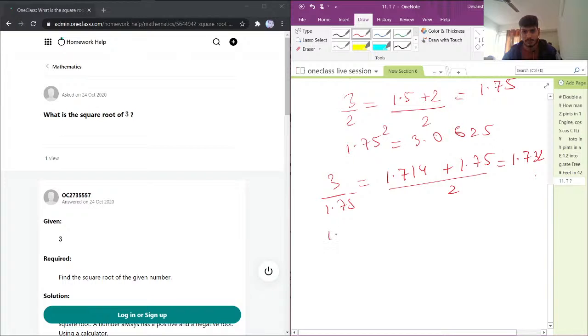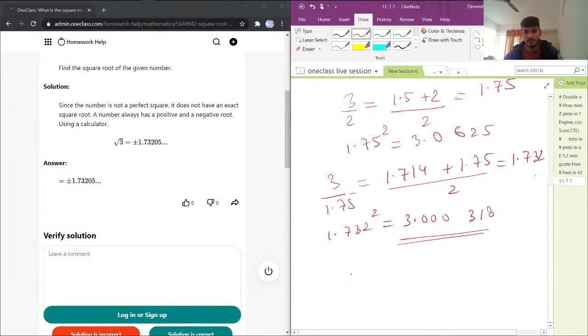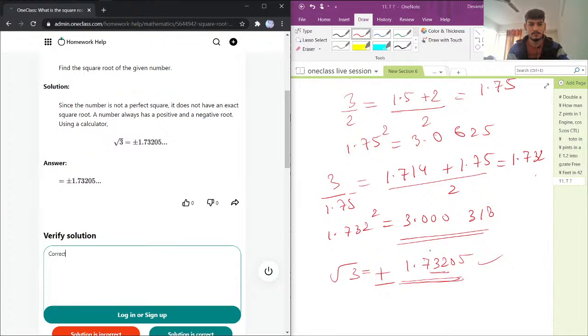So square of 1.732 is 3.000318. So this solution is kind of acceptable, like if we do not have a calculator. Otherwise the exact value of root 3 using a calculator, which is a short approach and better one, is 1.73205, and we got 1.732. So up to 3 decimal places the answer was correct. So again here, correct solution, good job.